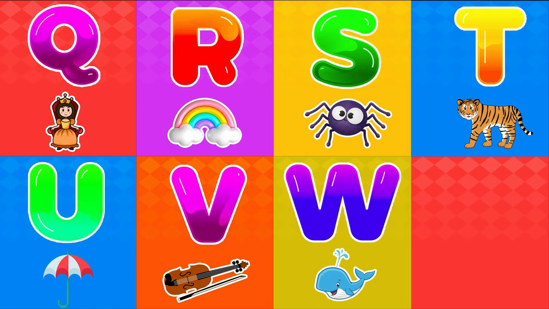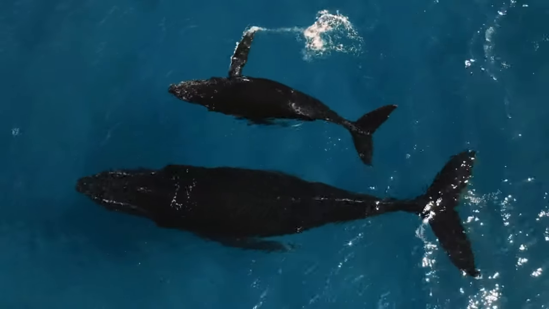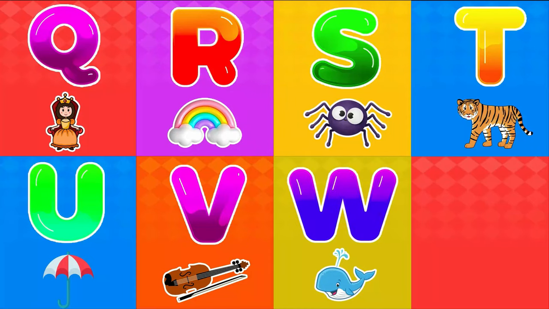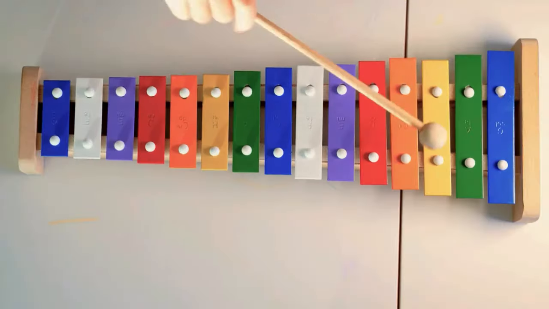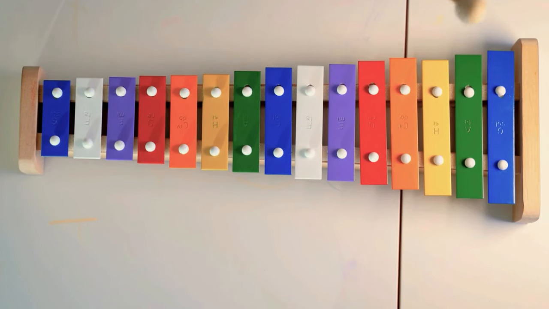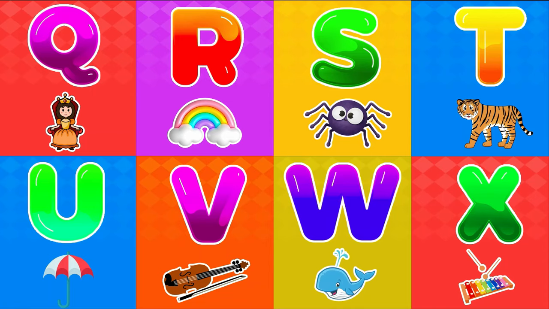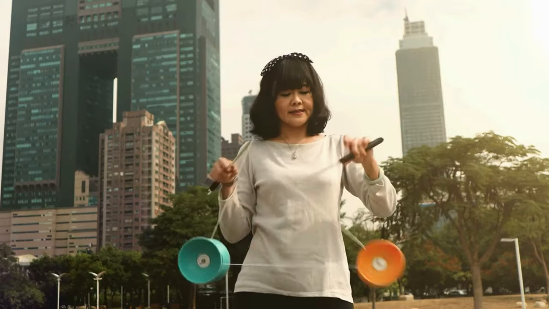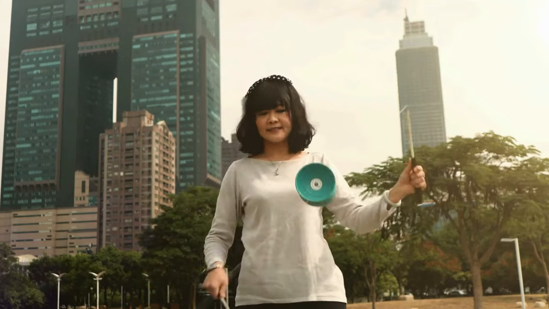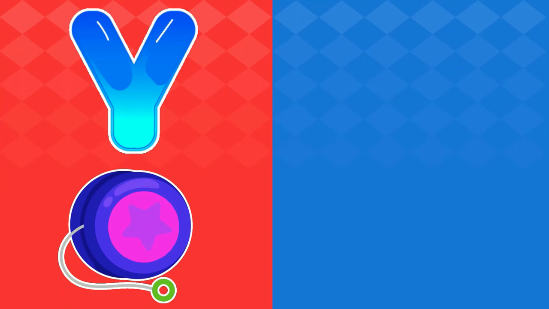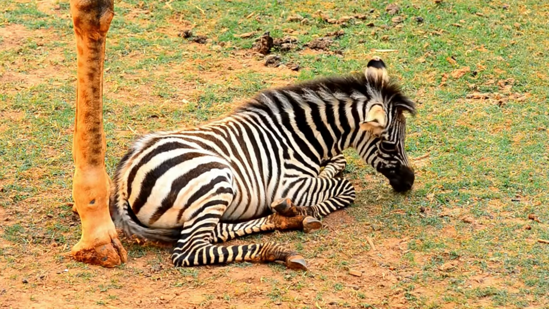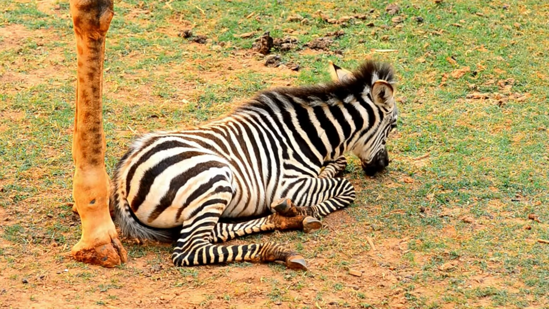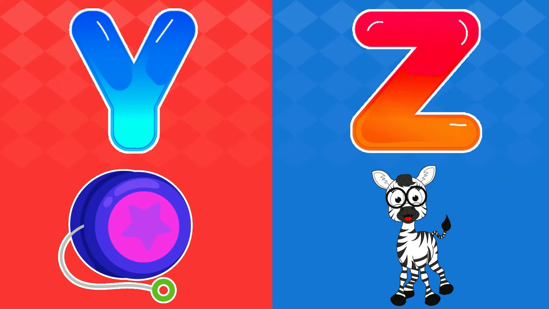W is for whale. X is for xylophone, x, xylophone, x, xylophone. Y is for yo-yo, y, yo-yo, y, yo-yo. Z is for zebra, z, zebra, z, zebra.